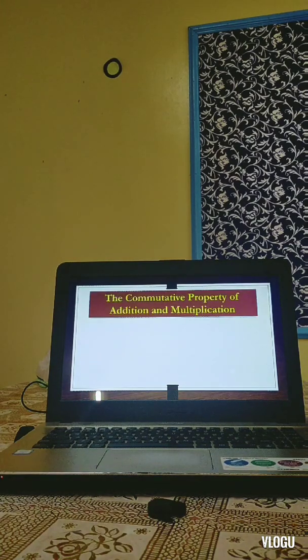We will have first the commutative property of real numbers of additions and multiplications. When we say commutative property of real numbers, changing the order of the values you are adding or multiplying, you're going to change the order, but it does not change the sum or the product. Take note of the words, it does not change the sum or the product.